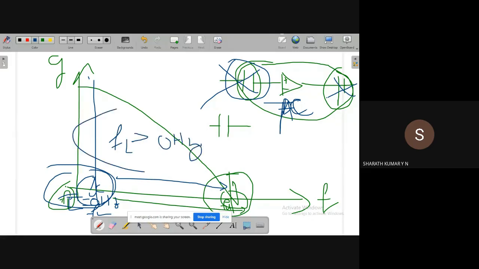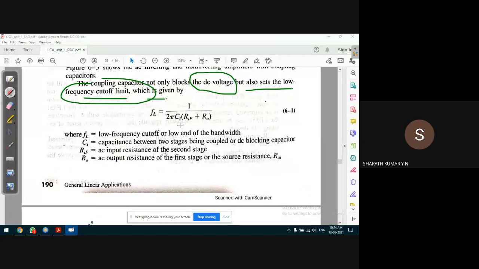This FL, the lower cutoff frequency set by the coupling capacitor, is given as FL equal to 1 by 2 pi CI (RIF plus RO). CI is the input coupling capacitor. RIF is the AC input resistance of the second stage, plus RO, the AC output resistance of the first stage or the source resistance.